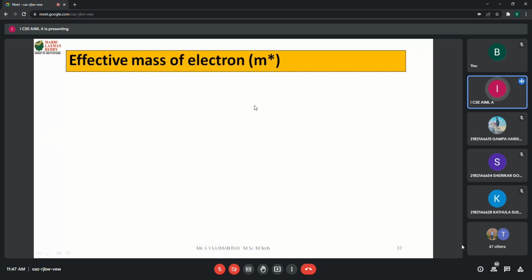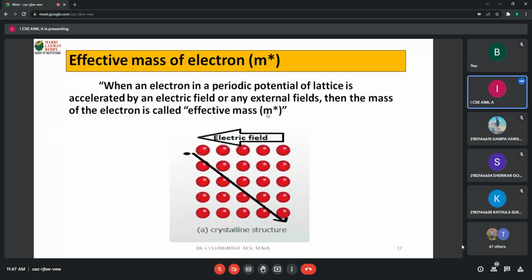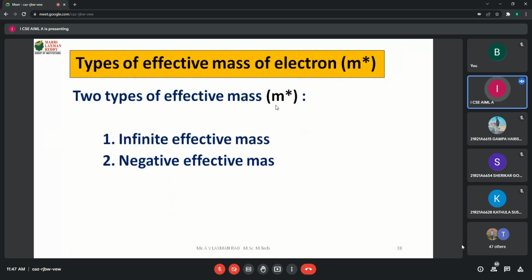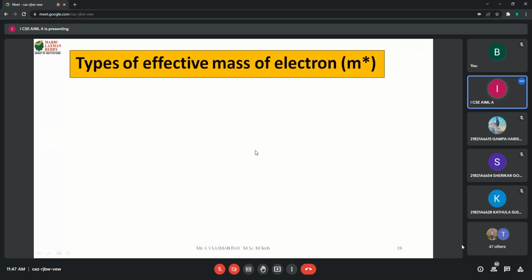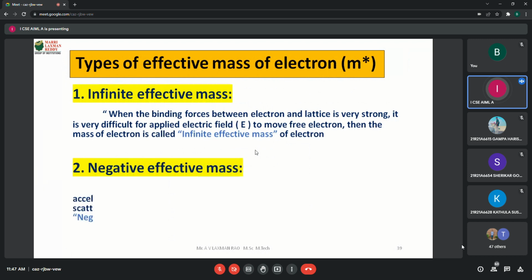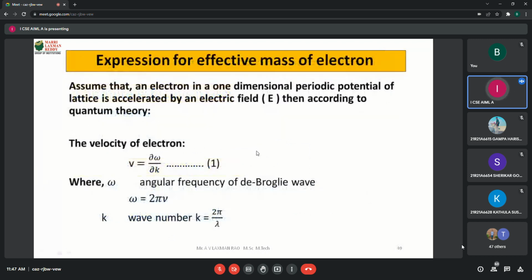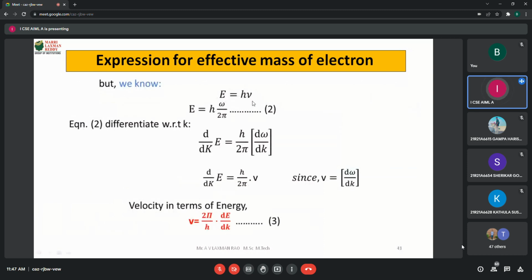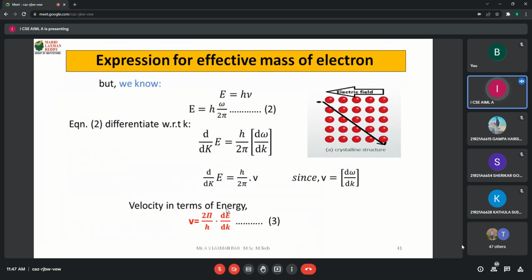Okay, effective mass of electron. How to derive that expression, you have already seen. Two different types of effective masses are there, and their definitions you have seen: negative and infinite. By taking this equation and substituting that value in E equal to h nu, you got the final expression. Once you go through this topic, you will come to know what it is.